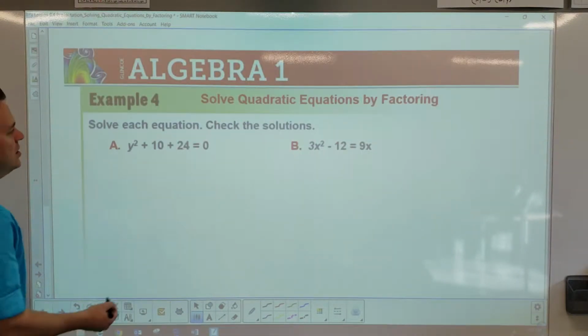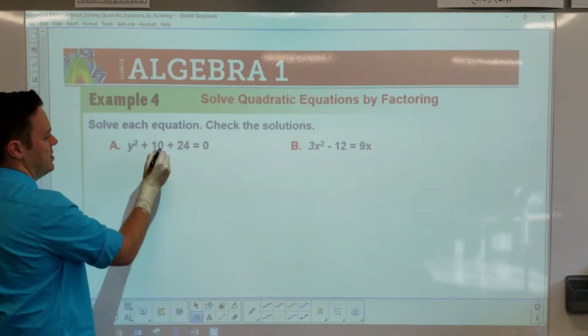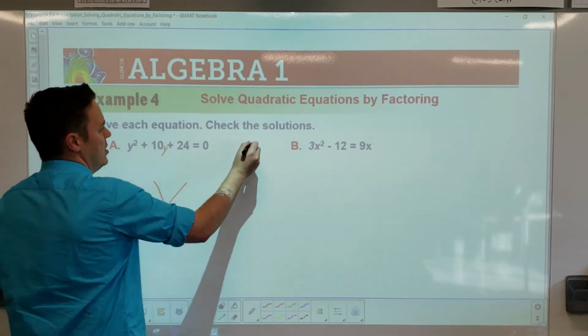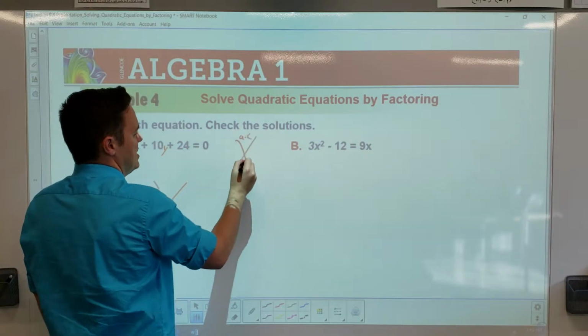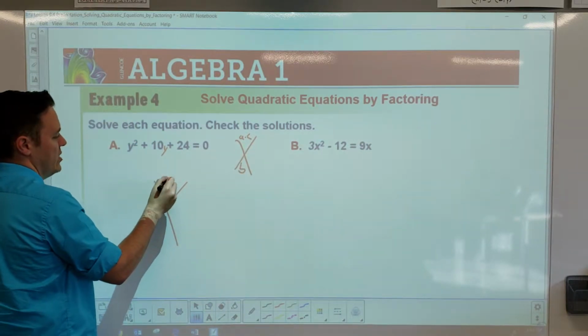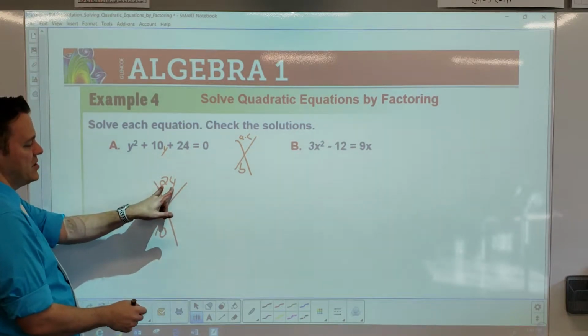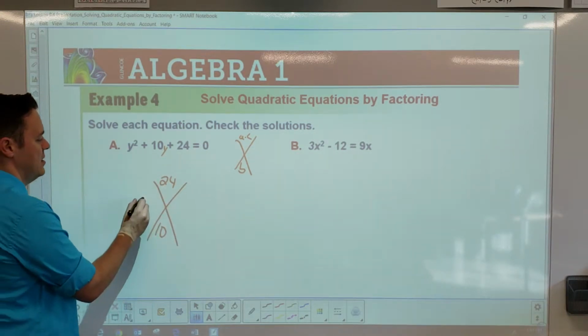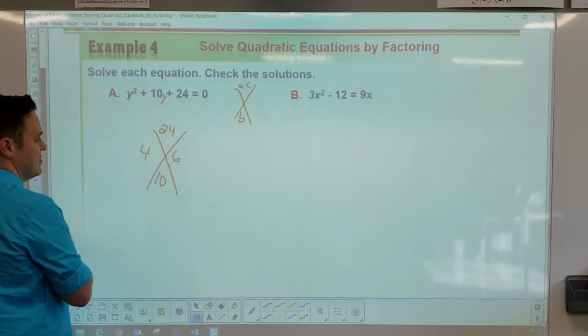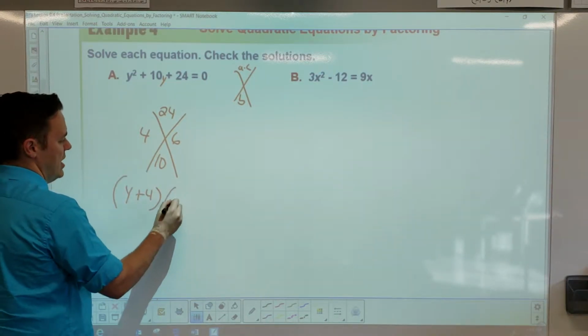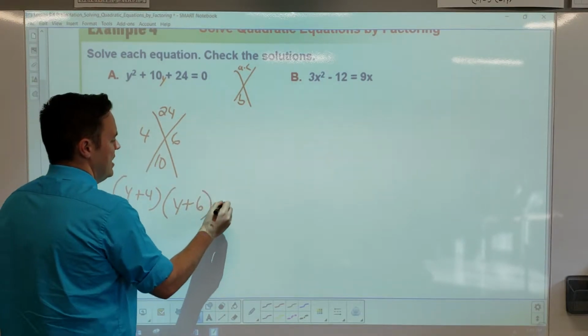Let's solve this. All right, so first things first, ladies and gentlemen, this was supposed to be a y here. So if you remember, your x, it's a times c over b. So this would be 24, this is 10. What two numbers multiply together to make 24? When you add them, it's 10. Be 4 and 6, or 6 and 4, it doesn't matter. Be y plus 4 is your answer, and y plus 6 equals 0.